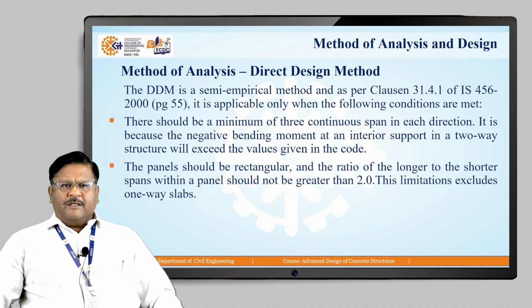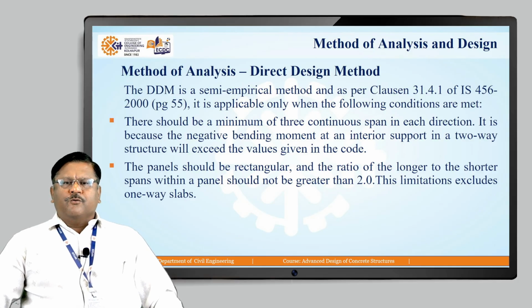Second condition is the panel should be rectangular, and the ratio of longer to shorter span within a panel should not be greater than 2, like a two-way slab rule. L1 by L2 should not be greater than 2. This limitation excludes one-way slab. If the slab or the flat slab is directly given as a one-way slab, then this rule is excluded. We can directly use this method to analyze the one-way slab.